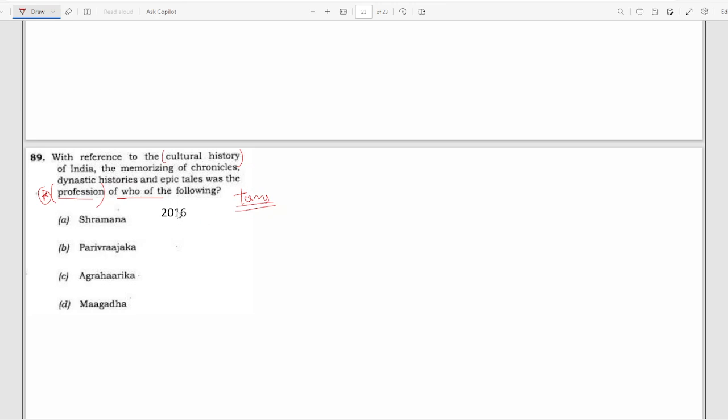What are the terms for a particular profession? And what is that profession related to? For example, in this question they have asked who is, that is Shramana, Parivrajaka, Agraharika and Magadha. So these four become important. You have to read about this and also know what it stands for or what it means. So that's why this question is important.